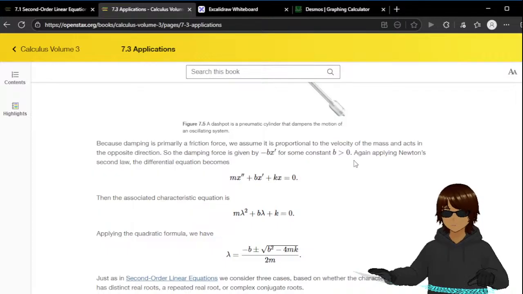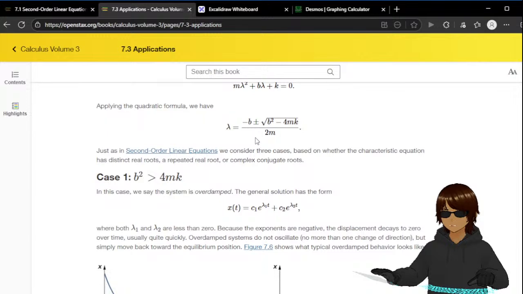For some constant b. Okay, why did we need the minus? I mean, the minus could have just been part of b. Again, applying Newton's second law, the differential equation becomes this. Oh, that's why I put the minus out. Then the associated characteristic equation becomes this. Applying the quadratic formula, we have this.